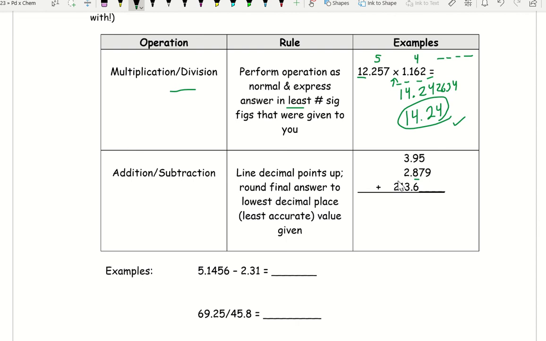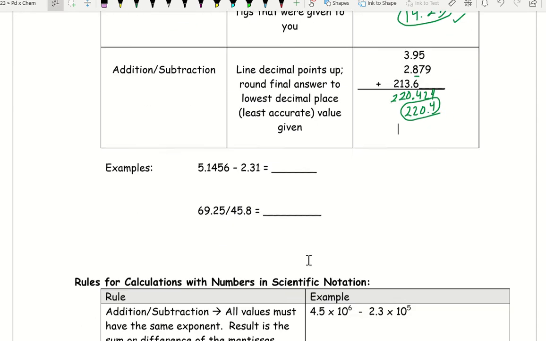So when you add this, if you did the math in the old days, remember, you'd get 22.0429. But then you added all these up. What's our actual answer? Well, we can't be more exact than the least precise measurement. So it's 220.4. We just round that last number. So it's 220.4.